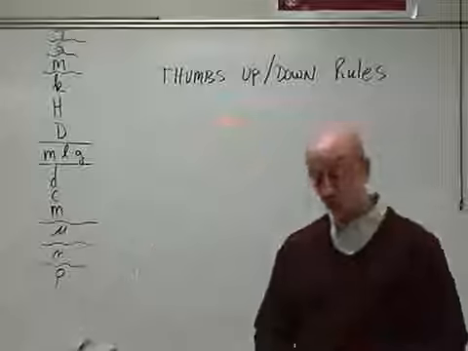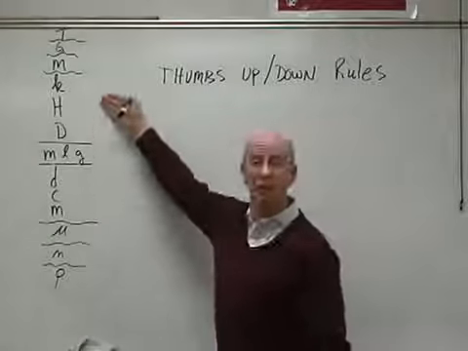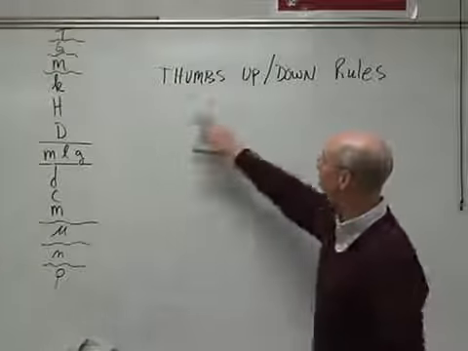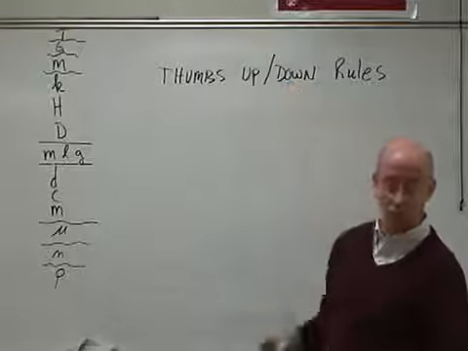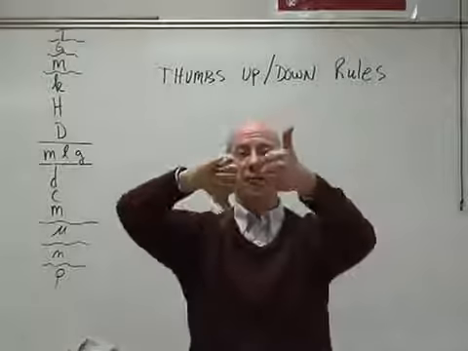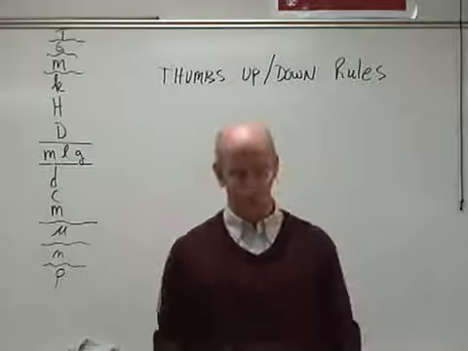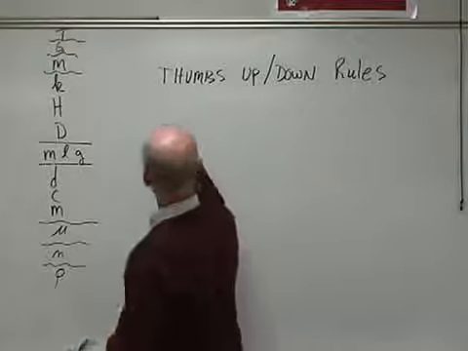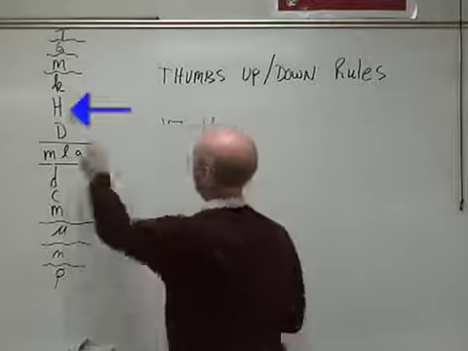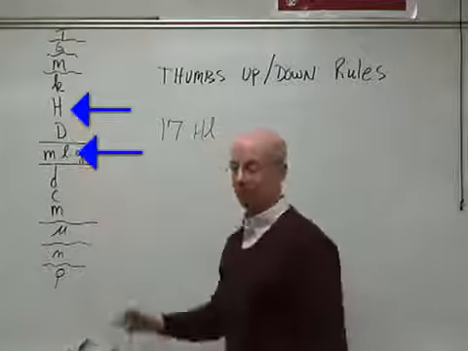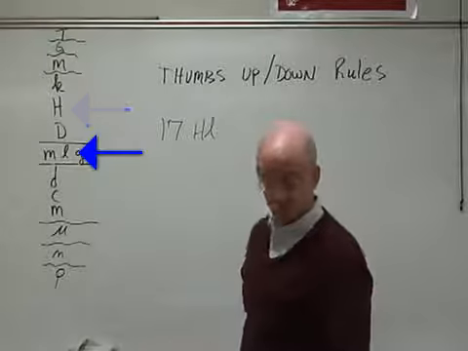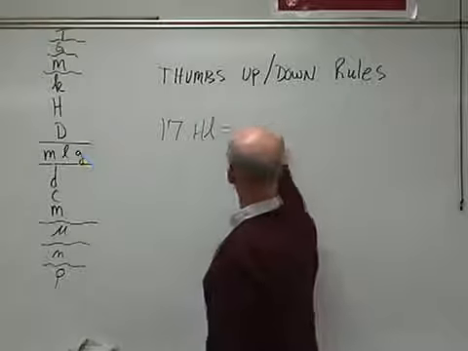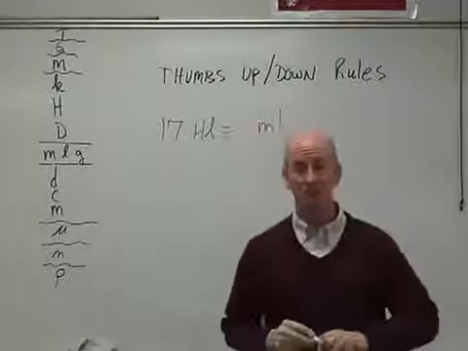So let's continue with using a practical example of the metric system. And I'm going to bring in the thumbs up, thumbs down rule. This is a very common rule that I use throughout science, whether it's biology, chemistry, or physics. Let's say that I have 17 hectoliters. See, there's hecta and liter. And I want to change that to milliliters. So I'm going to work at changing that to milliliters.